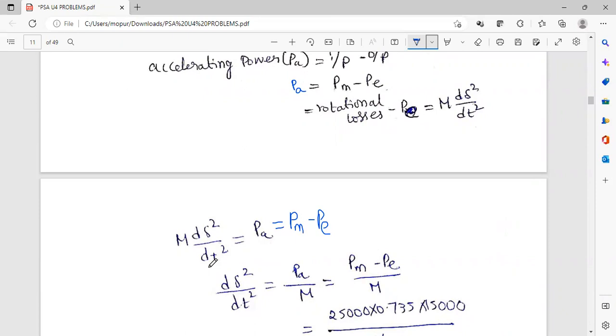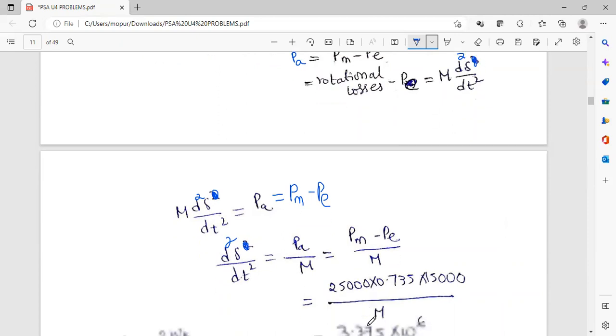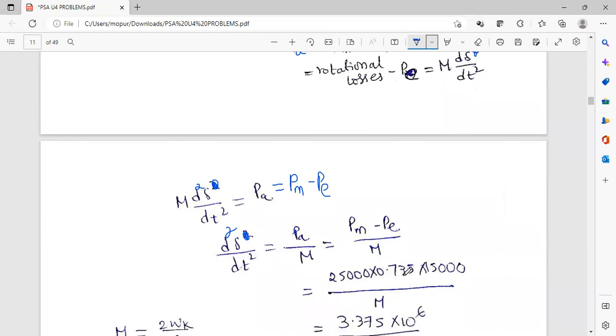So what is d square del by dt square? D square del by dt square will be PA divided by M. That is, PA is PM minus PE, so PM minus PE divided by M. PM is 25,000 into 0.735, and PE is minus 15,000 kilowatt. I'm taking both in kilowatts, divided by M.